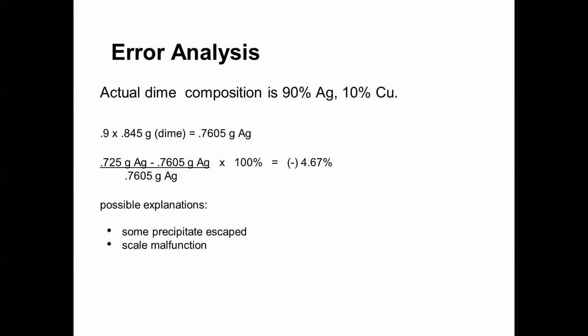Therefore, taking our yield of silver, which is 0.725 grams, and we subtract 0.7605 grams of silver, divided by 0.7605 grams, and multiply that by 100%, so we get 4.67% error. Some possible explanations for this are that some precipitate escaped or the scale malfunctioned.